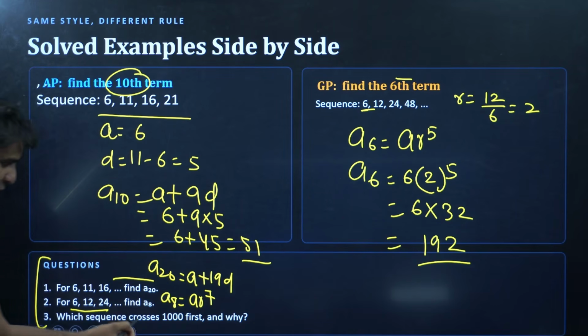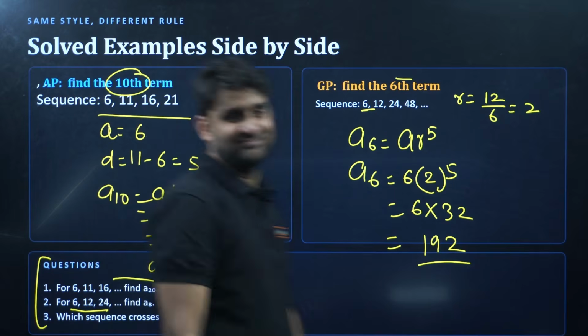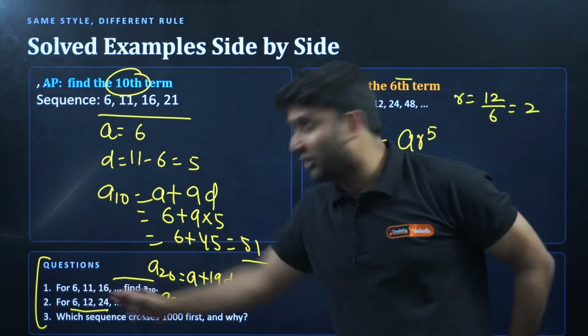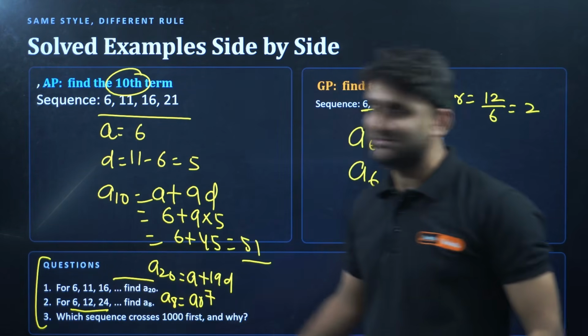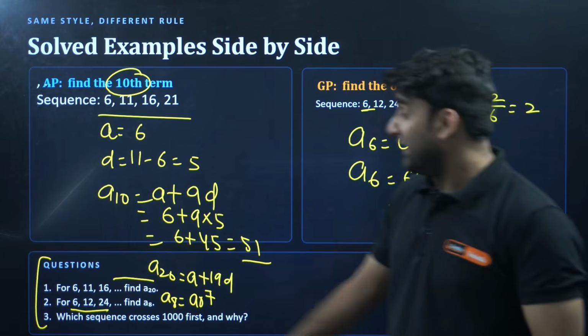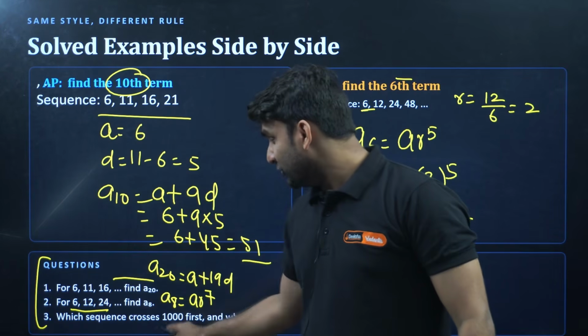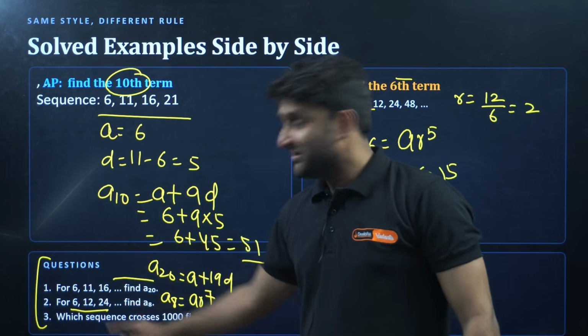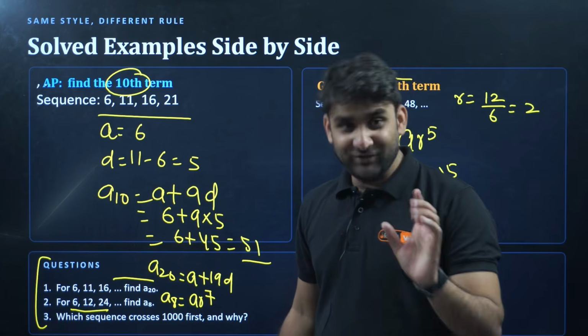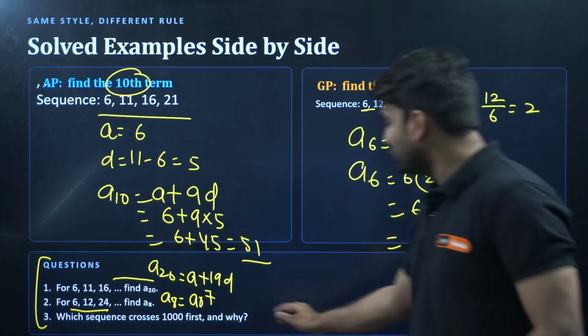Which sequence crossed 1000 first? Obviously this is increasing drastically. Okay, but let's find out whether 1000 will be a term of this AP or not, and whether 1000 will be a term of the GP or not, then we can say for sure. So I'm giving you this question for your homework.